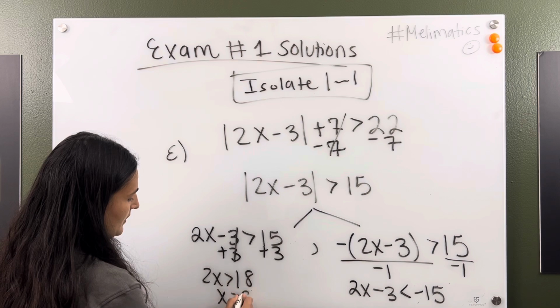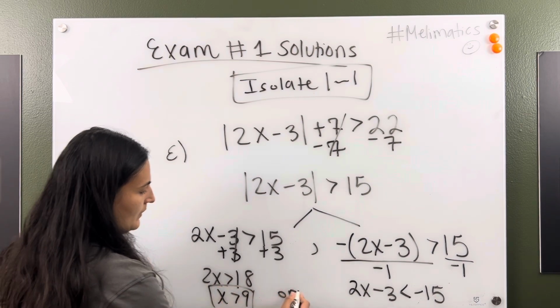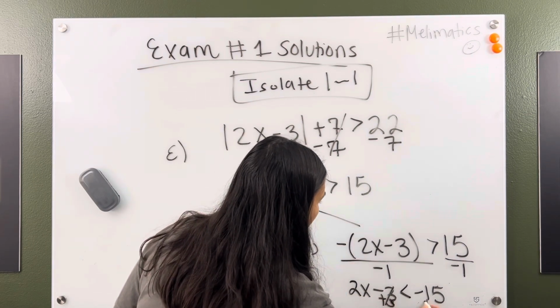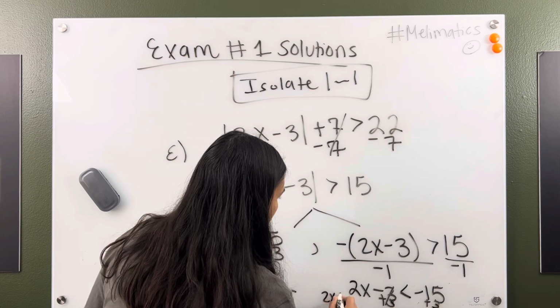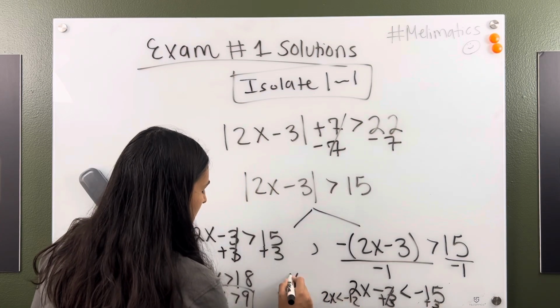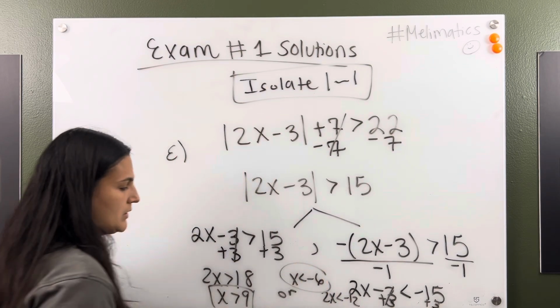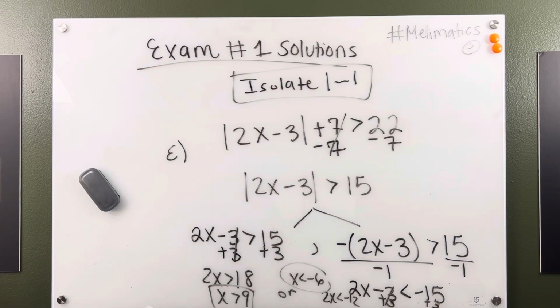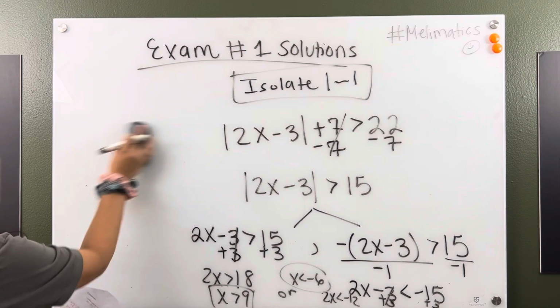That means x has to be greater than 9, or 2x is less than negative 12, or x is less than negative 6. Okay, this is an or statement, so either this or that. Okay, so we're not done yet. We have to draw this on the number line.